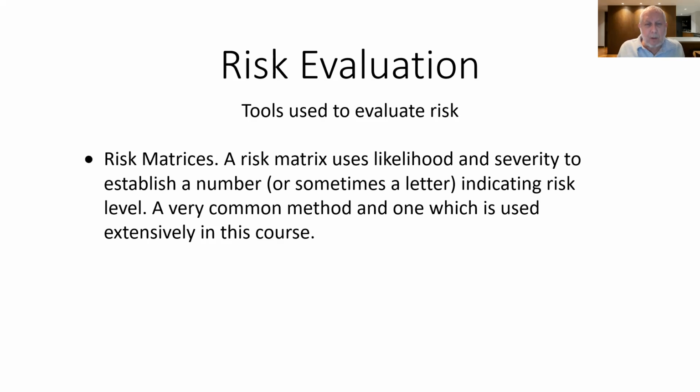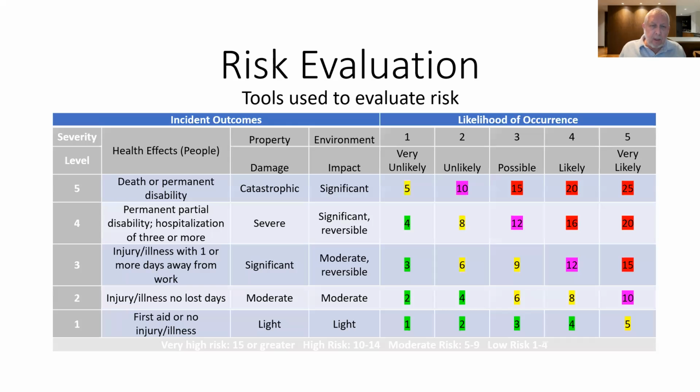Now, a risk matrix uses likelihood and severity to establish a number, indicating risk level. It's a very common method, and one which is used extensively in this course. And this is it. This is the same spreadsheet that we've just seen before, the 5x5. It just doesn't come across when you plug the spreadsheet into a PowerPoint, but it's the same thing. Across the top you have likelihood of 1, 2, 3, 4, 5: very unlikely, possible, likely, and very likely. And then you have the levels of severity going from the bottom up.